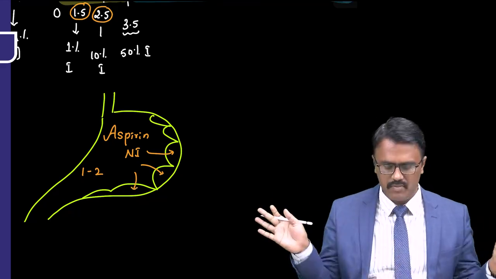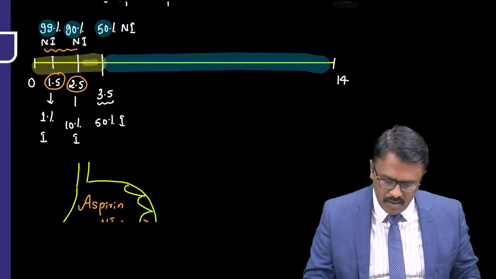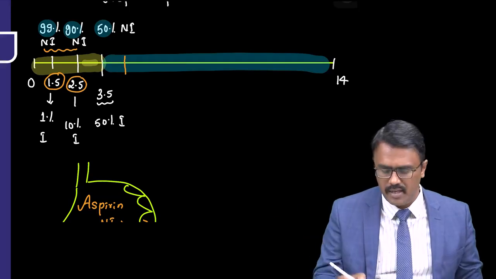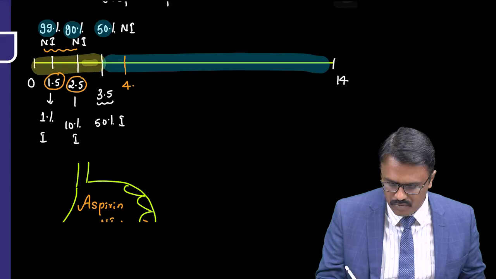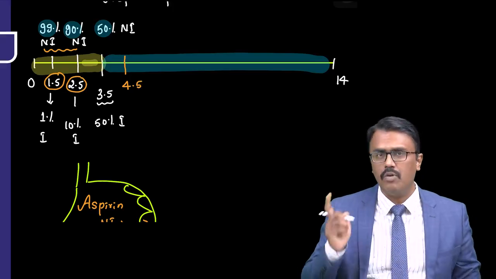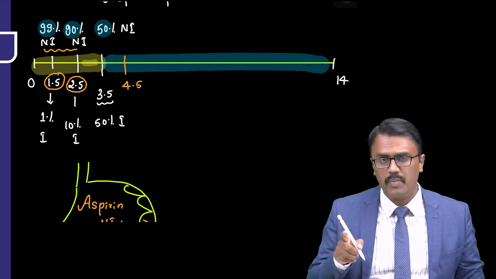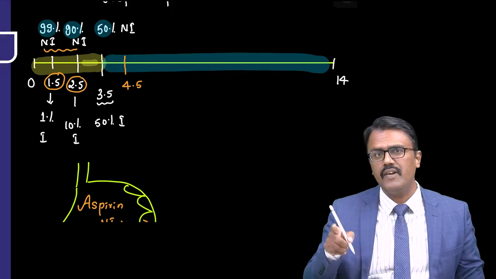Okay, fine. It has moved inside. Very good. Now what if the aspirin moves towards this side? If I put the aspirin to this side, let us move to the pH of 4.5. Now this 4.5 becomes an alkaline environment for aspirin.